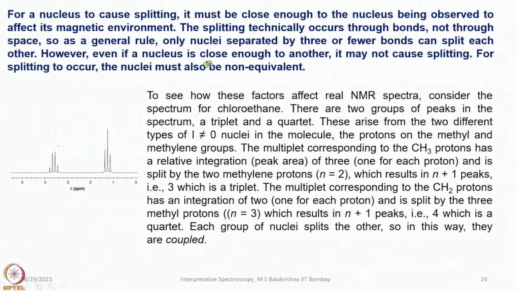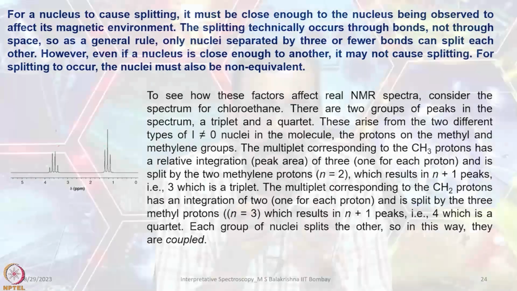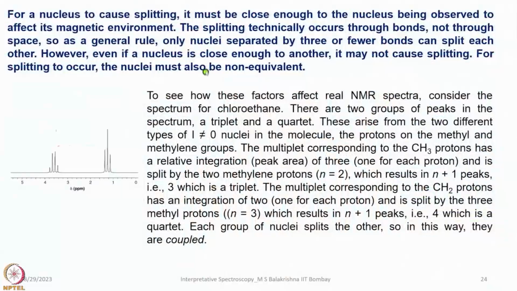However, even if a nucleus is close enough to another, it may not cause splitting. For splitting to occur, the nuclei must also be non-equivalent. As I mentioned, in the case of ethane, we have a CH3 group and a CH3 group, and both CH3 groups are not splitting each other because both are chemically equivalent. That means there must be some non-equivalence to split the neighboring signals.